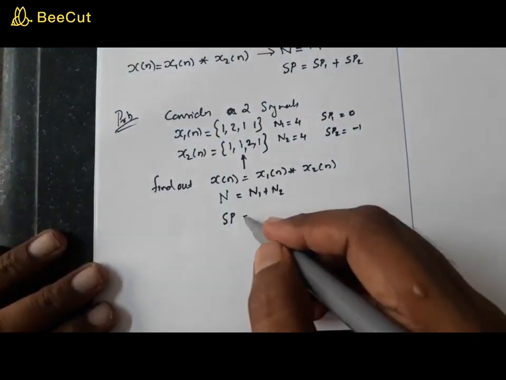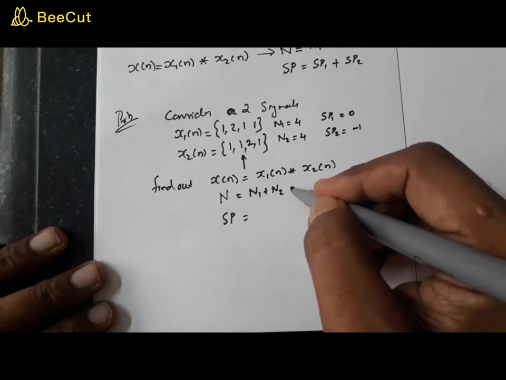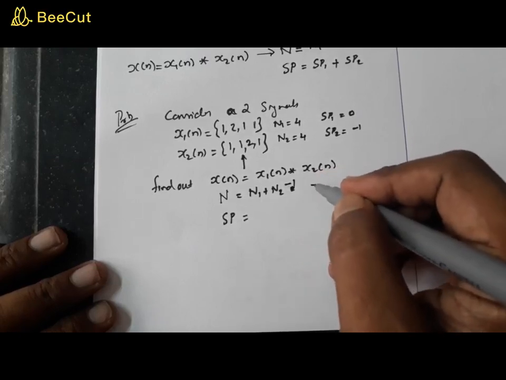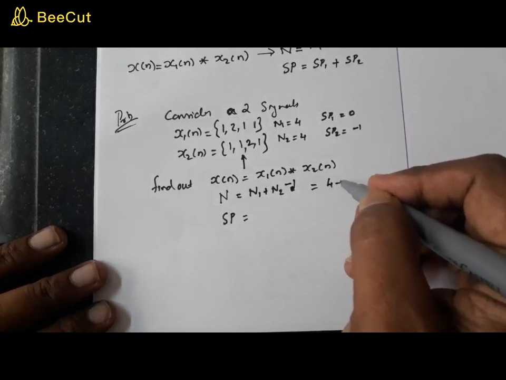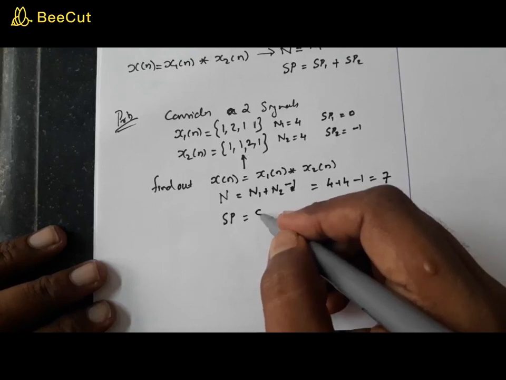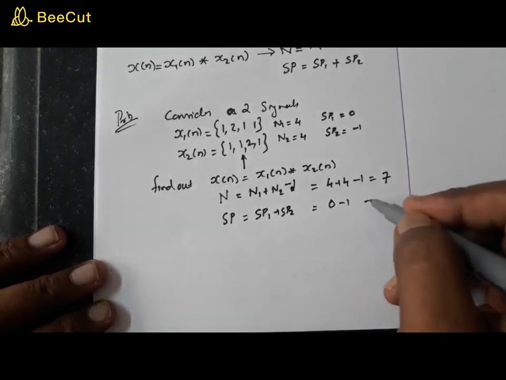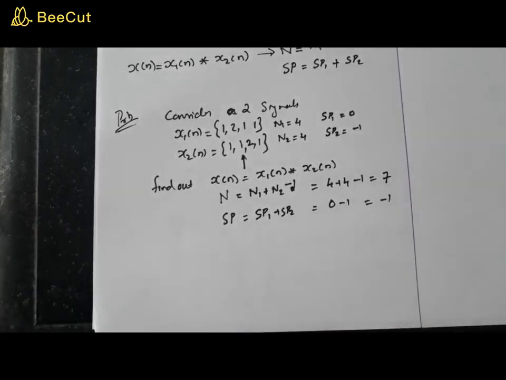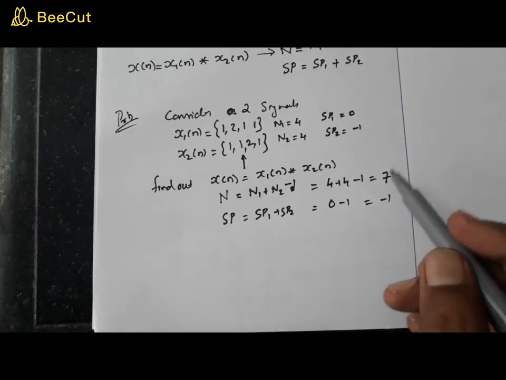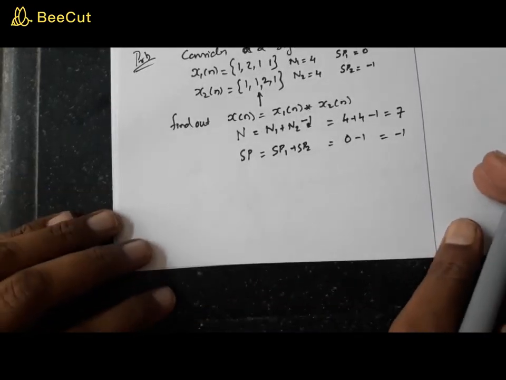So N is equal to n1 plus n2 minus 1, which is equal to 4 plus 4 minus 1, which is equal to 7 samples, while the starting point is sp1 plus sp2, which is equal to 0 - 1 = -1. So what you understand is that before doing the convolution, you have an idea about the convolved output. The convolved output will have 7 samples, and the convolved output starts from n equal to -1. Now let's start doing this problem.